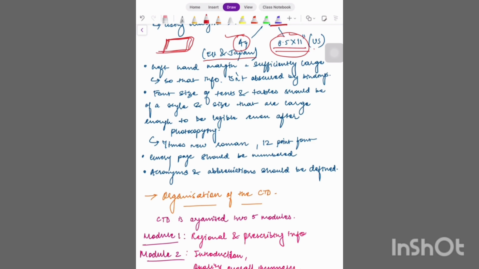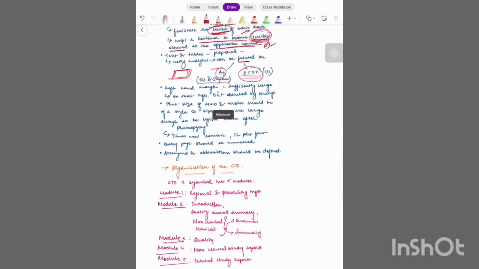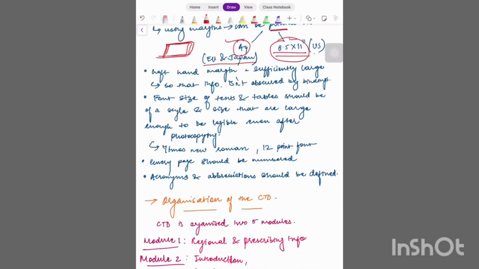ठीक है, जो हमारा पेपर होता है, like if you look at this, my paper also, the left side margin should be large. Why? So that the info isn't obscured by the binding. So if I'm binding right now, this is my left hand side margin. If I bind this, my text is also getting affected. So this thing should not happen. So you should leave a good left hand side margin.